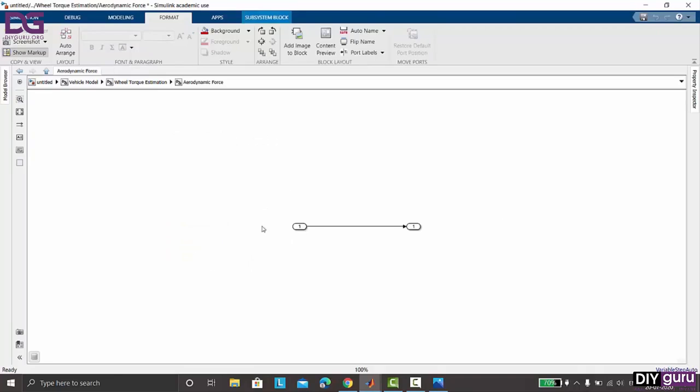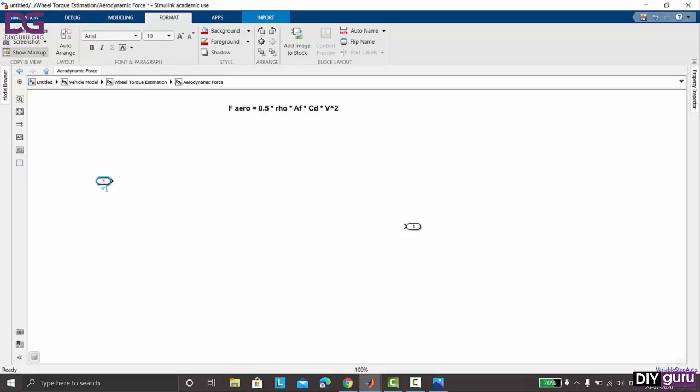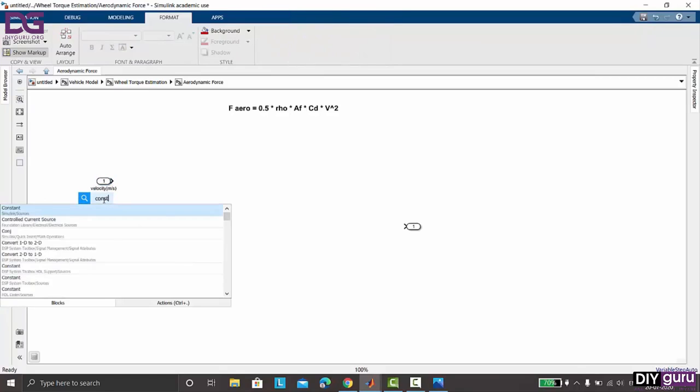Then go to the aerodynamic force block. The formula is F aero equals half rho, that is the density of the air, into frontal area, into coefficient of drag, into square of velocity, which is in meters per second. Then we require 4 constant blocks. Copy the block.